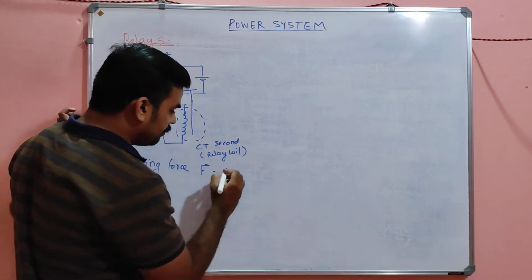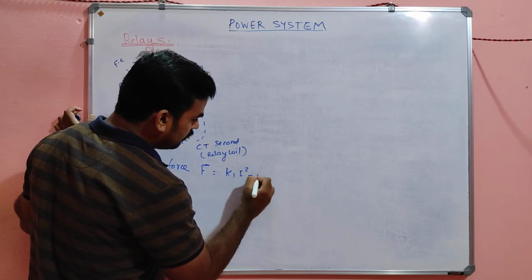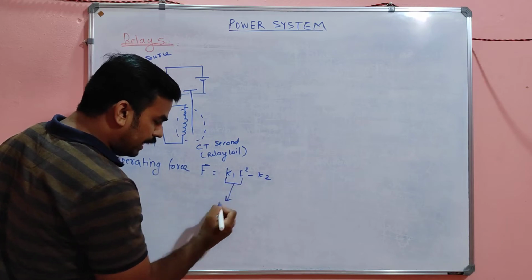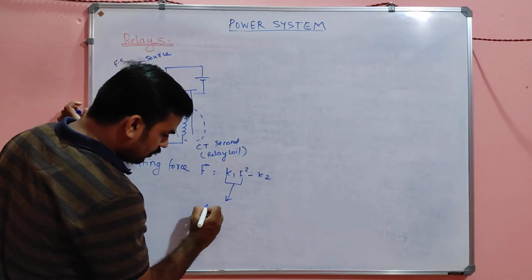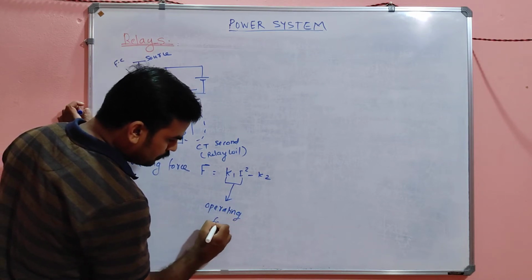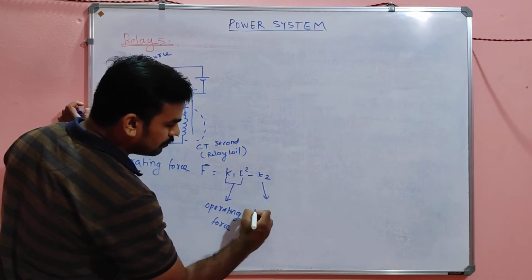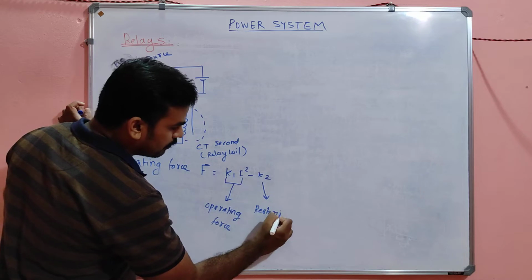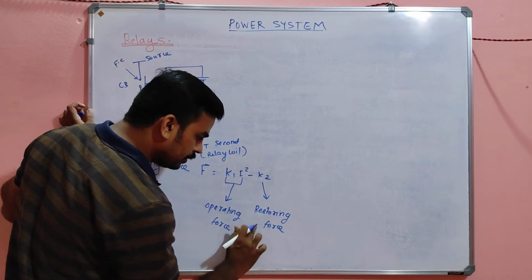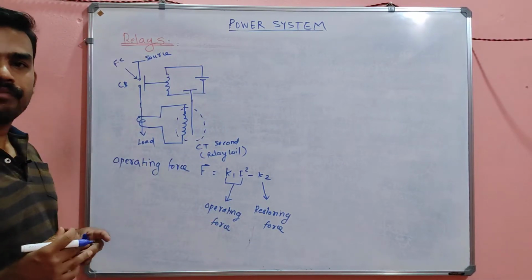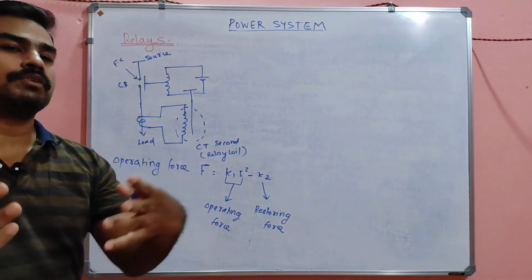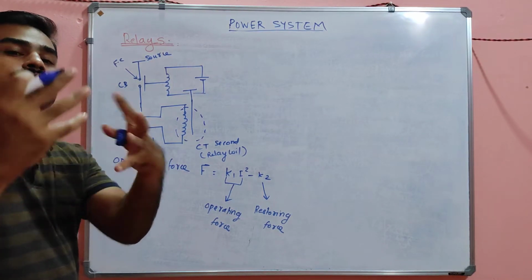the operating torque or operating force F of a relay is given by F = K1 I² − K2. Here K1 is a constant, and together K1 I² is called the deflecting torque, operating torque or operating force. And K2 is nothing but the restoring force. I will tell you how this equation can be applied here and how we get the idea of the function or principle of a relay.